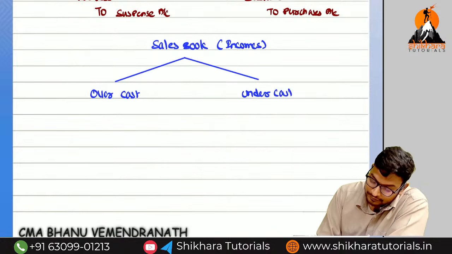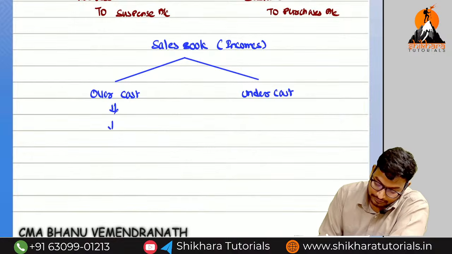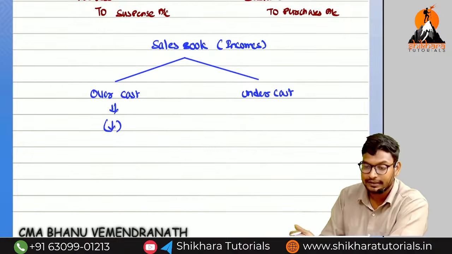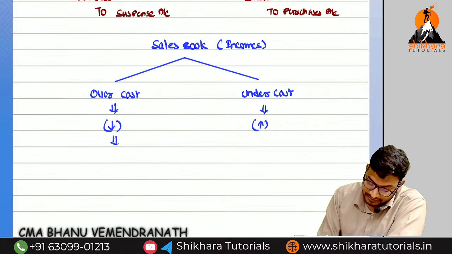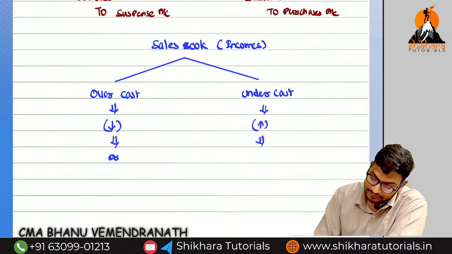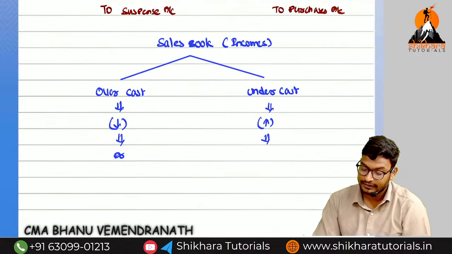Overcast means we need to reduce. More amount, less we need to do. Undercast means we need to increase. Increase or decrease means which side? Credit means increase, debit means decrease. Incomes have which balance? Credit balance. Increase means credit, decrease means debit.